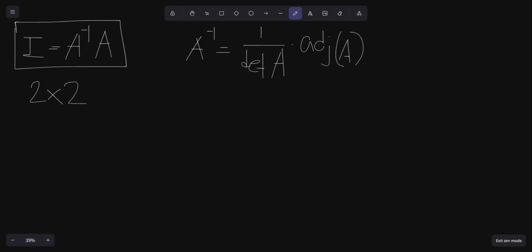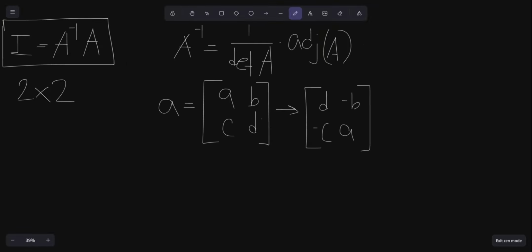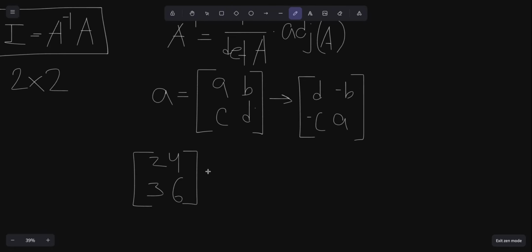So the adjugate of A, let me just write this down real quick. So this is going to be the adjugate of A. If A is defined as [A, B; C, D], then all you have to do is flip the two on the diagonal, and then negate the ones on the other diagonal. So if we have a matrix, let's say 2, 3, 4, 6, right? Well, the adjugate of that would be, you flip these 2, so it would be 6, 2, and you negate the other 2. So it's -4, -3, and there we go.